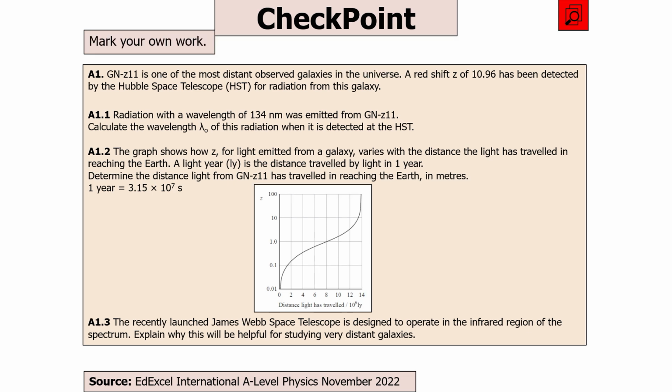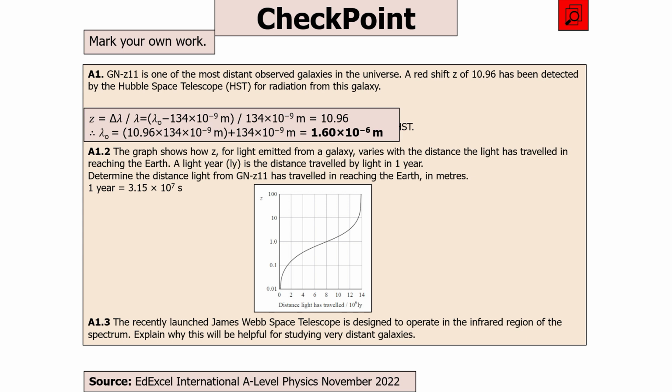Right, in this first question, we again can use our redshift equation. So we know that z is equal to the change in wavelength over the wavelength, and we know z is 10.96. So therefore, we can work out what our observed wavelength is by working out what the difference is, divided by the lab standard, and then setting it equal to 10.96. So if you work it all through, you can get it to be 1.60 times 10 to the minus 6 meters.